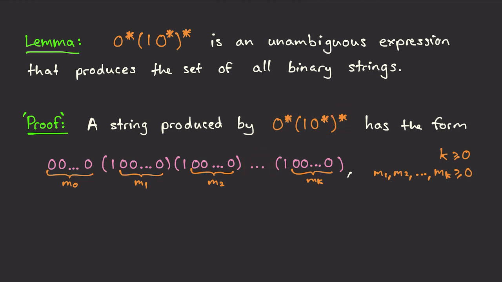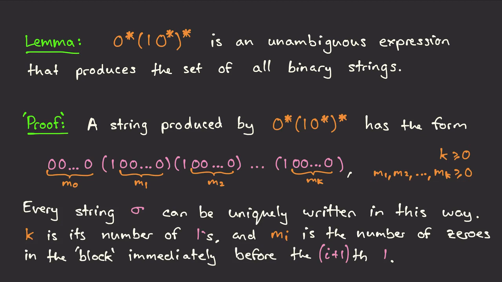The value of k and the value of all the m's can be any non-negative integers, since stars allow any non-negative number of copies of what they apply to. Now we'd like to argue that every string can be written in this way exactly once, and it's not too hard to see that this is true.